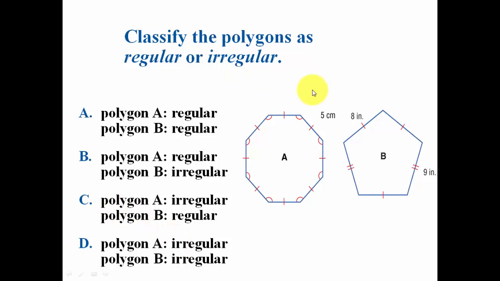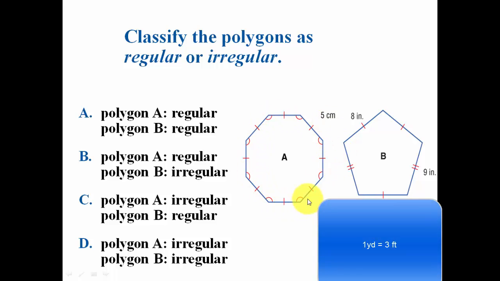So, classify the polygons as regular or irregular. How do we know if all the sides are the same? Well, they can all be labeled the same value, or you see these tick marks that we learned about, meaning that they're all congruent. So all the sides are congruent and angles are congruent on A, which makes it regular. On B, all the sides are not labeled the same, and we don't know if the angles are the same or not. So B is going to be irregular. So our answer is that A is regular and B is irregular.